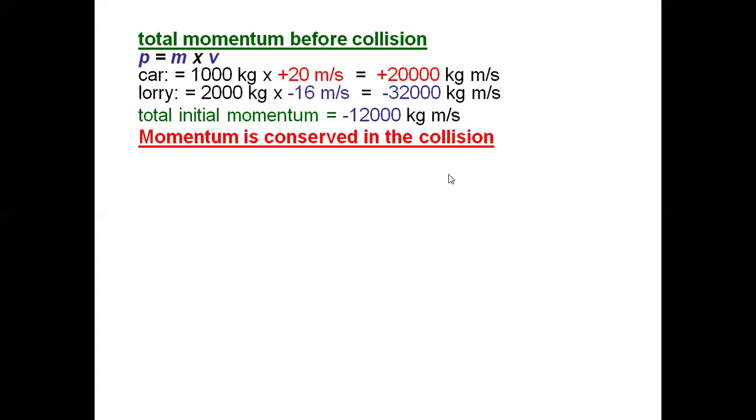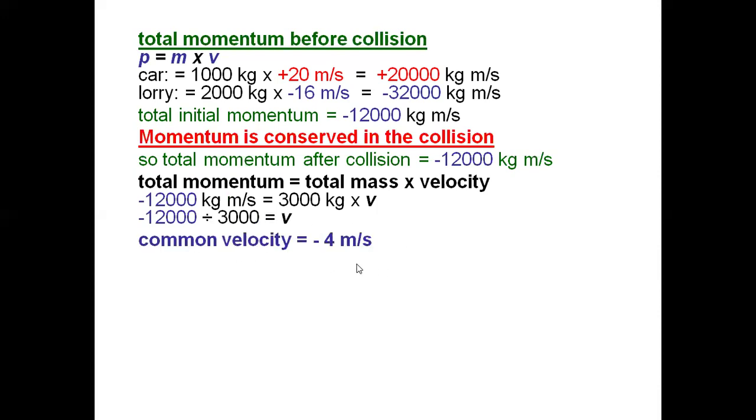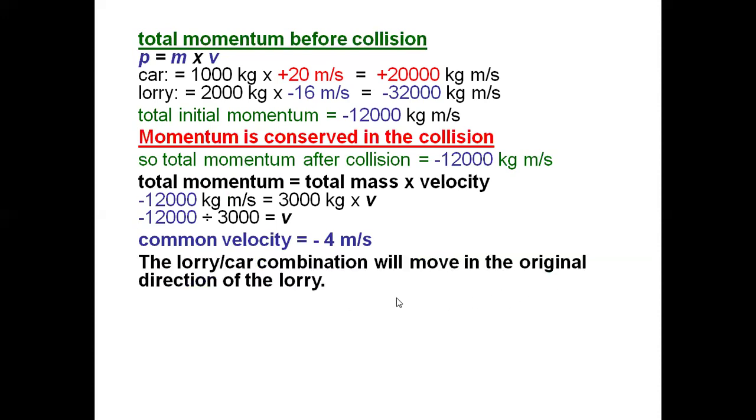After collision, the momentum will remain conserved and they move like one body. So that will also be minus 12,000 kg meter per second. Let us see the total momentum, that is total mass into velocity. Total mass is 3000 and momentum is this. Minus 12,000 divided by 3000 will give us minus 4. Direction is coming negative. Now it means after collision, the two bodies, lorry and car, will be moving in the direction of the lorry, that is towards the left side. The minus sign shows that the bodies will be moving towards the left side.